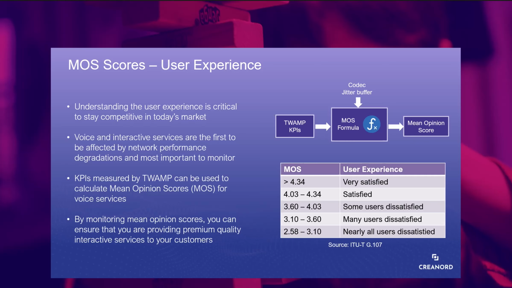But you can easily get above 4, which is still satisfied users. And then you know that if your MOS score is between 3.6 and 4, then you are already starting to get some users dissatisfied with your voice services running over your network. And when you get below that, it starts to be critical. Many get dissatisfied below the 3.6 level.